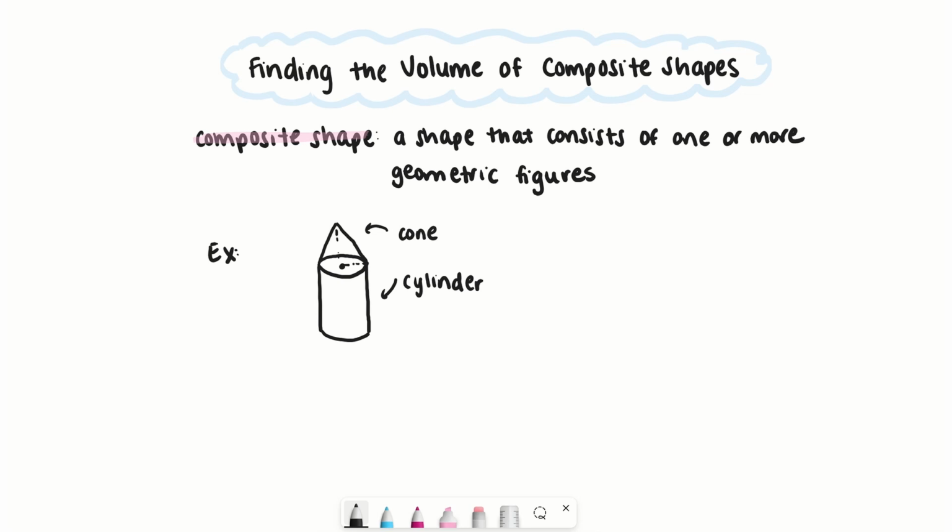In this video, we will be going over how to find the volume of composite shapes. A composite shape is a shape that consists of one or more geometric figures. Just like in this example here, we have a cone placed on top of a cylinder, so this will be a composite shape because this entire figure is made up of a cone and a cylinder, which are two different geometric figures.